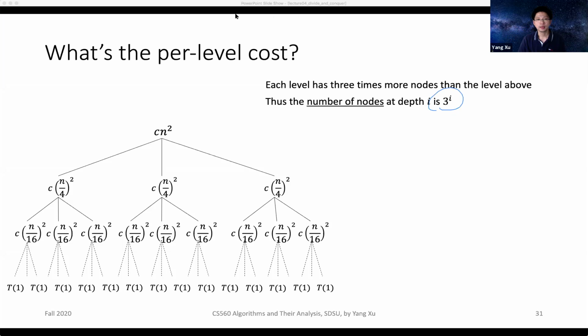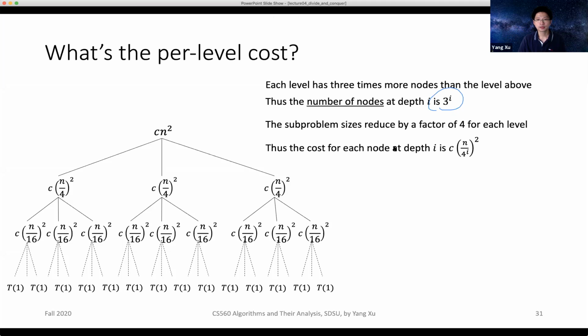Also, the subproblem size is reduced by a factor of 4. That's what we already know. So the cost for each node at level i is c times n over 4 to the power of i, raised to the power of 2. This is a principle that holds for each node of each level.